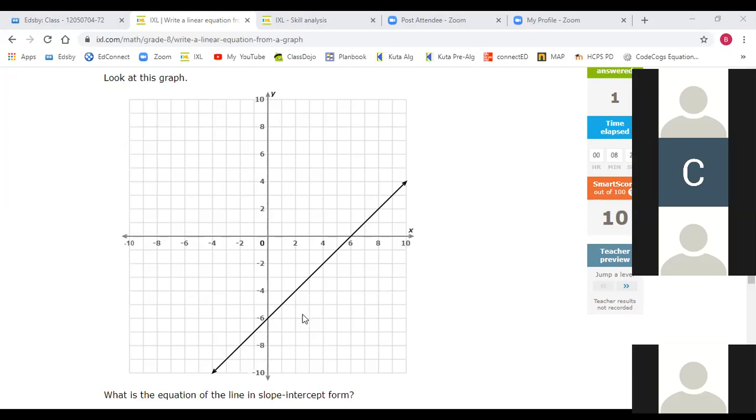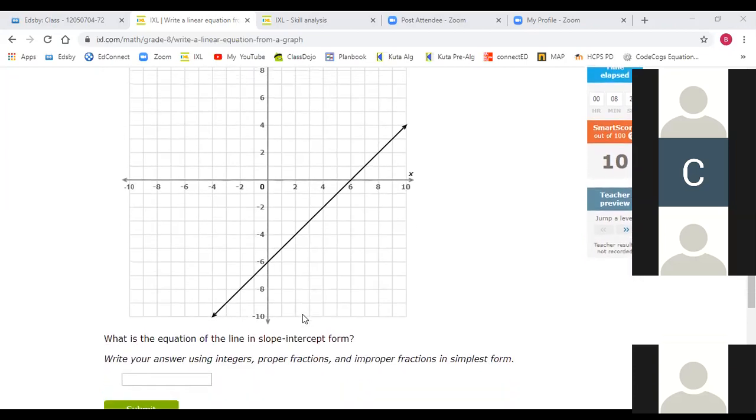All right, so back to this practice here. This one, we're going to write it in slope-intercept form as well. We're going to say -6 is our y-intercept. That's where it crosses the y-axis, not the x. We're not looking at that number. We don't care about that one really. We care about where it crosses the y-axis, okay?